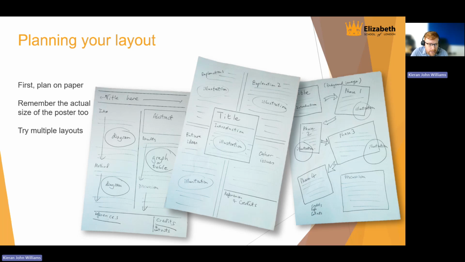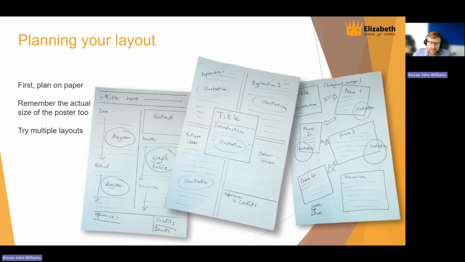Some of them are more traditional than others. Okay, so the first one is quite traditional with a title at the top, then moving through from an introduction, a method, results, etc. Now, the middle one is quite interesting because it has the introduction in the center and then the information goes around it.